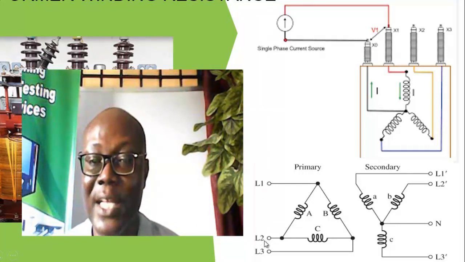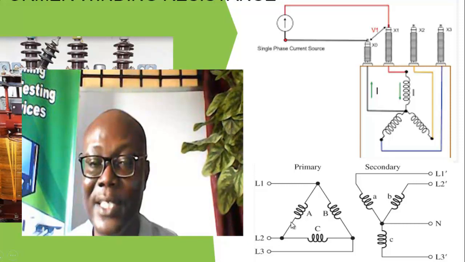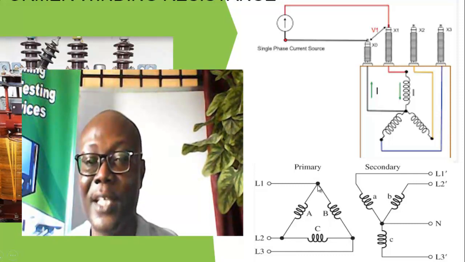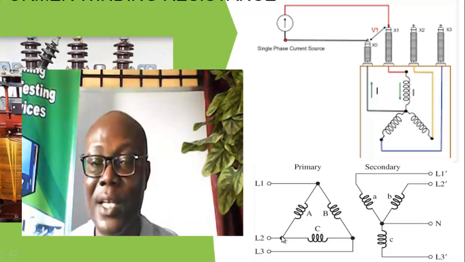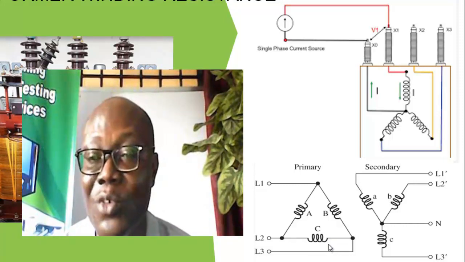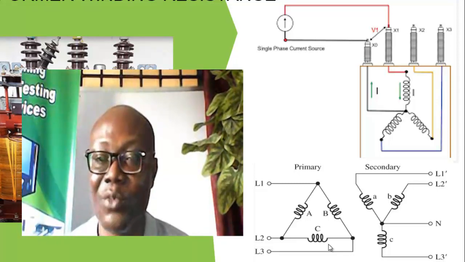So between line 1 and line 2, you are measuring this. The argument is that this one is in parallel with this one. Are you getting that? If you put your test probe here and here, A is in parallel with B and C. The same thing too, if you put here and here, C is in parallel with A and B. When you put here and here, B will be in parallel with A and C. So expectedly, however you look at it, your resistance reading must be the same. It's only when you have some issues that they will be different.